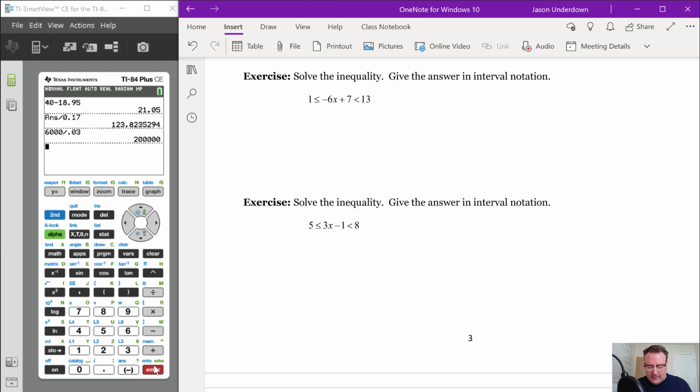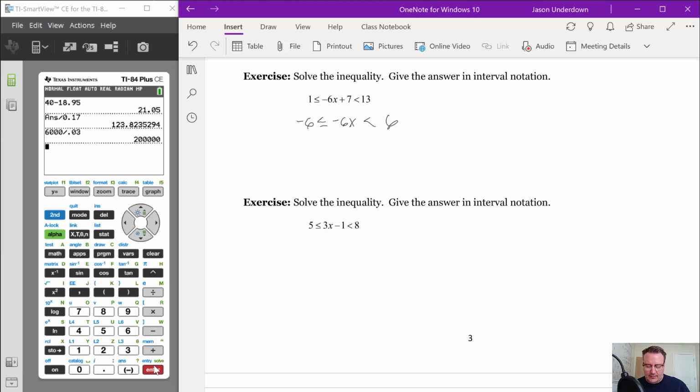So, for example, I'm going to subtract 7 from all three portions of the inequality. 1 minus 7 yields negative 6. So I get negative 6 is less than or equal to negative 6x, which is less than 13 minus 7, which is 6.